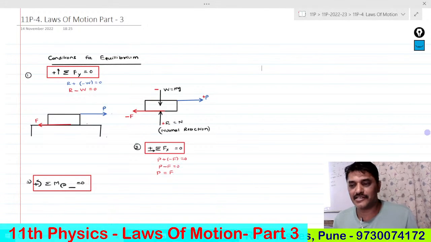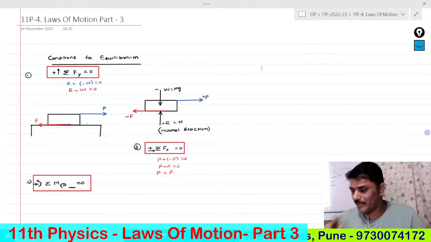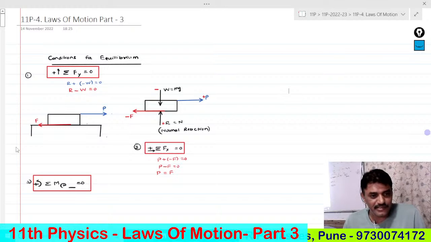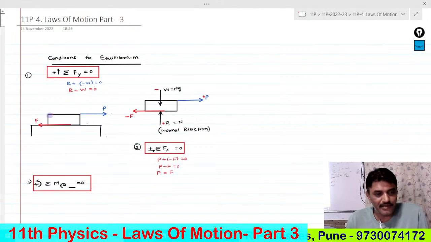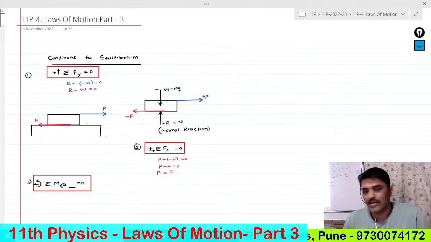So in the previous lecture, we have seen the conditions for equilibrium. What do you mean by equilibrium? I give you a very simple example. A block is kept on the table. How many forces are acting there? We said two forces are acting. Correct? Isn't it?